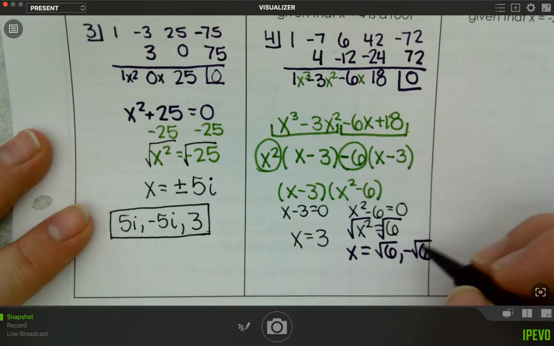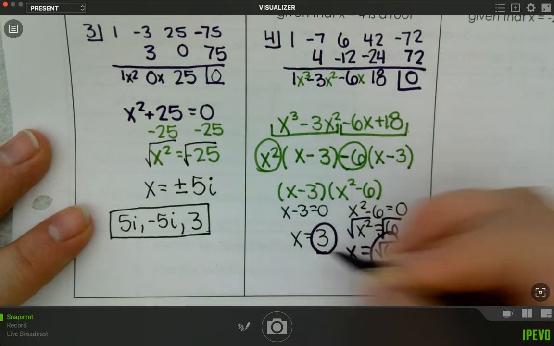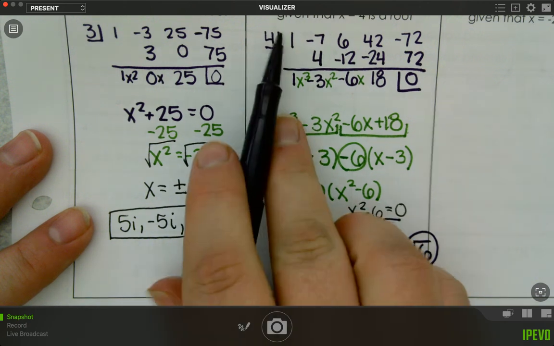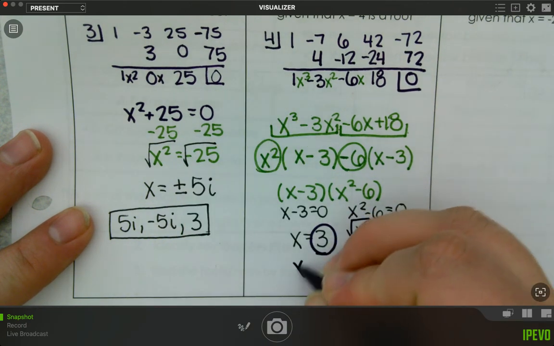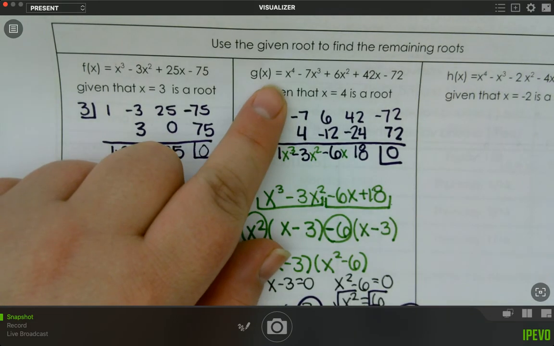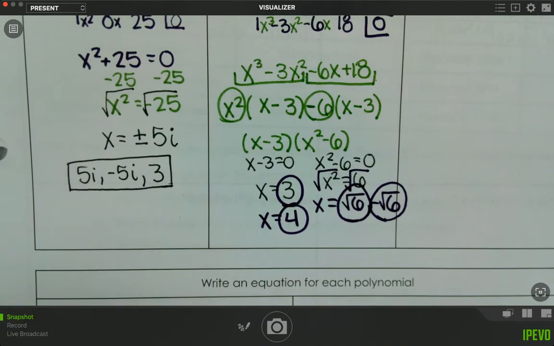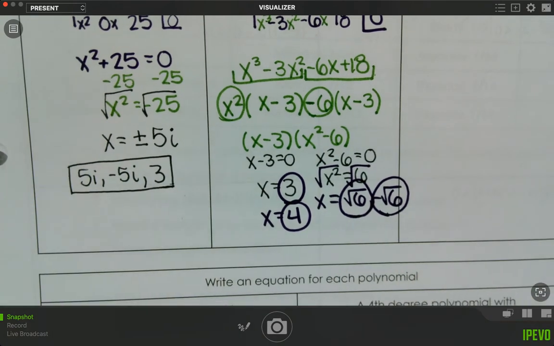Okay, so I've got 1, 2, 3 zeros. Don't forget about the one we used up here. So now I have 4 to match my x to the 4th power. And that's it. That's why they have to come in pairs.